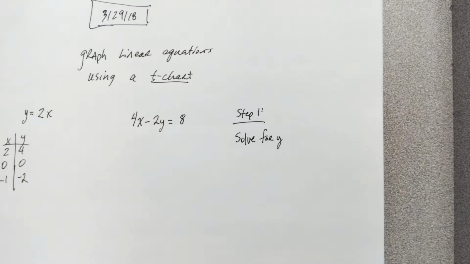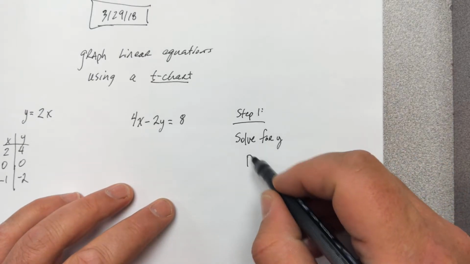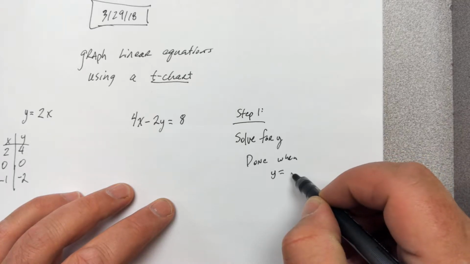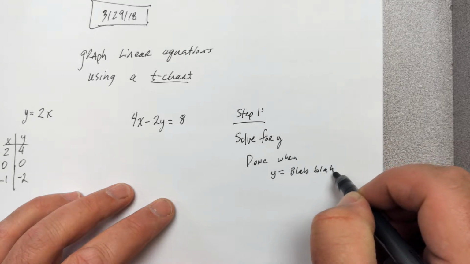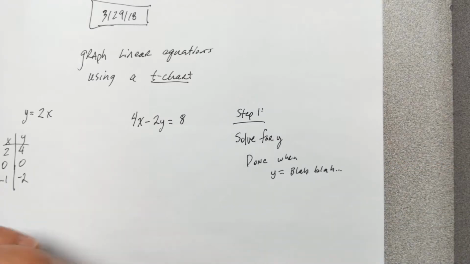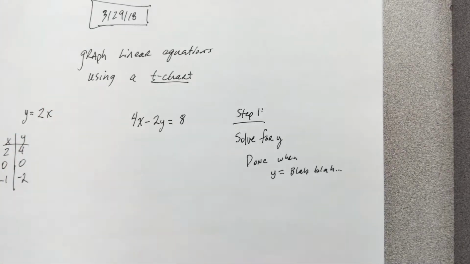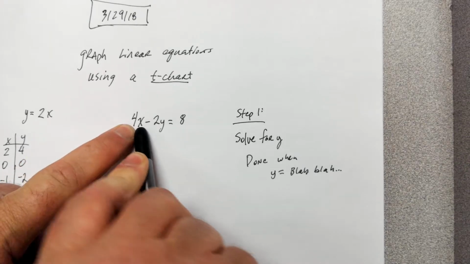How do you know when you're done solving for y? When y is by itself, right? So when it says solve for y, that's our step. You're done when you get y equals blah blah blah. So we got to get the y by itself. Now we learned how to do that before using inverse operations, right? Using SADMAP. Remember? But this is weird because we have a variable, not just numbers.